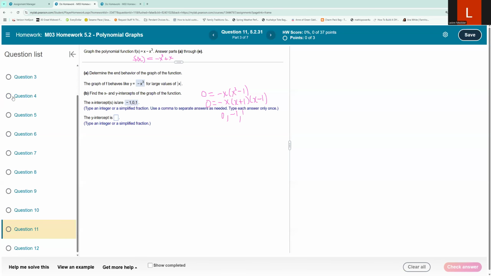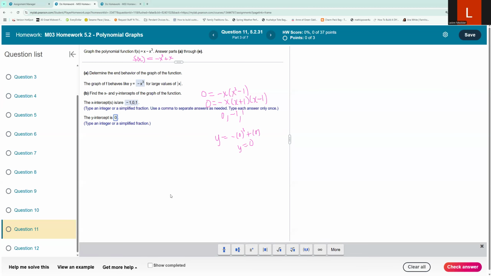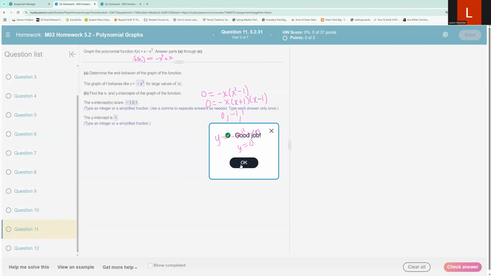To find your y-intercept, you plug in 0 for the x's. So you want to think of f of x as y, because it's negative 0 cubed plus 0, so that's just going to be 0. And that makes sense because the origin is also 0, 0 for the x-intercept. And again, they're not making you write it as an ordered pair, which makes me a little mad, but that's how they want it on these.